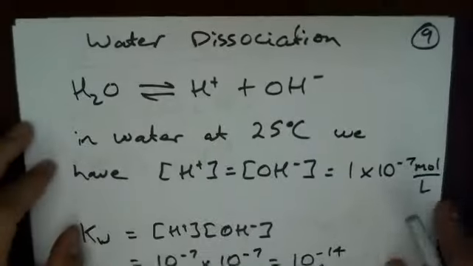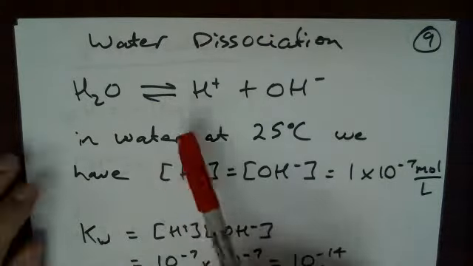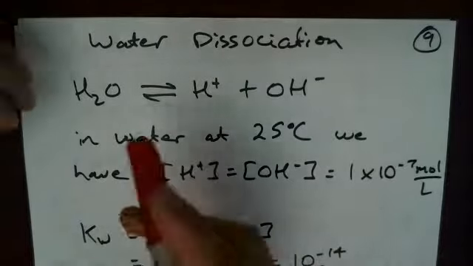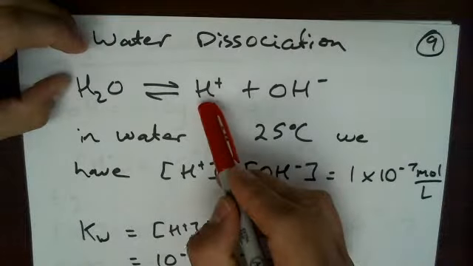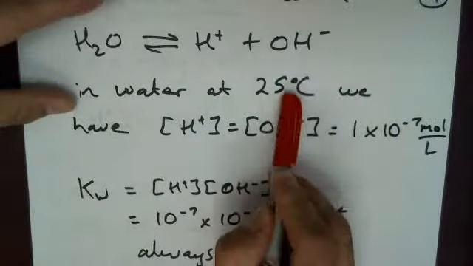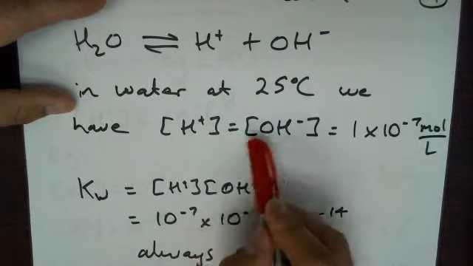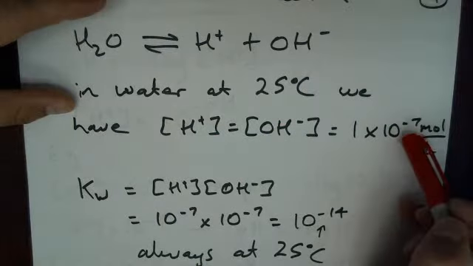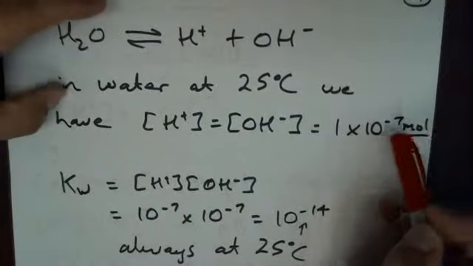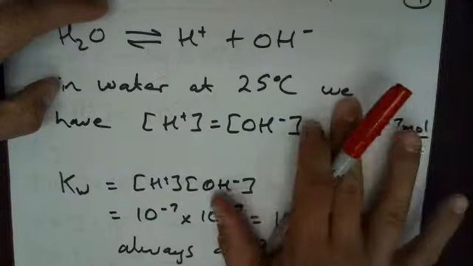Now we come to our water dissociation. In a normal beaker of water at 25 degrees, water at any temperature will dissociate to H+ and OH-. But at 25 degrees in particular, the concentration of the H+ and the concentration of the OH- are equal, and they're going to be 1 × 10^-7 mol per litre. You could just write this as 10^-7 because 1 times any number is just that number.